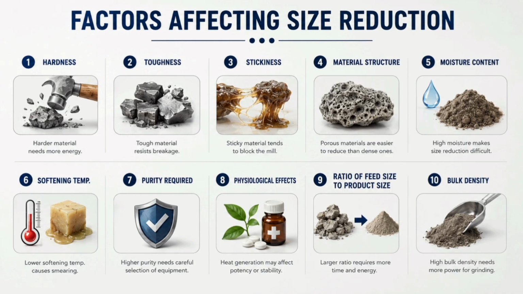And the next one is bulk density. The output of size reduction of the material in a machine depends upon the bulk density of the substance. So that is also a factor to be considered while doing size reduction. All these are the various factors which affect size reduction. Next we will see the methods of size reduction.